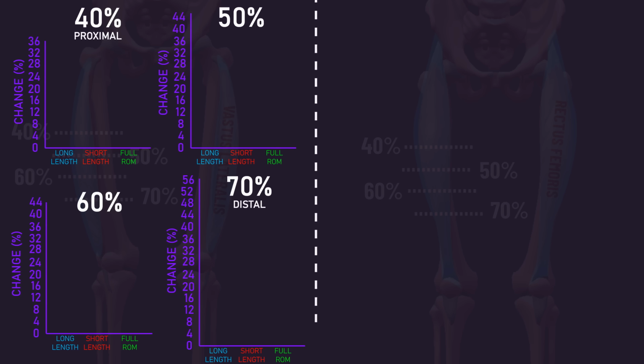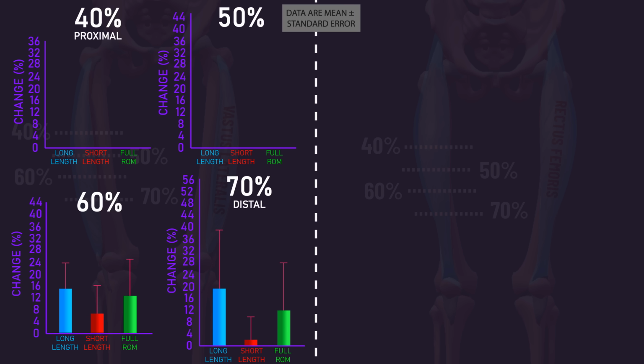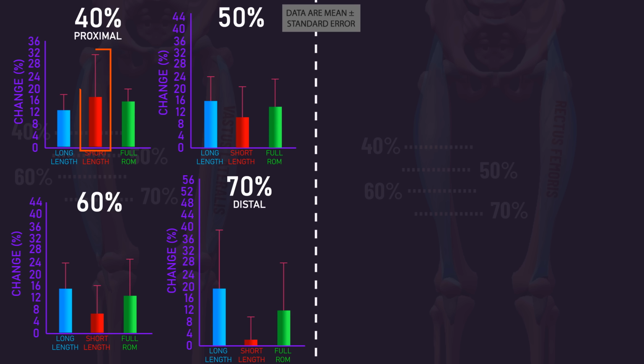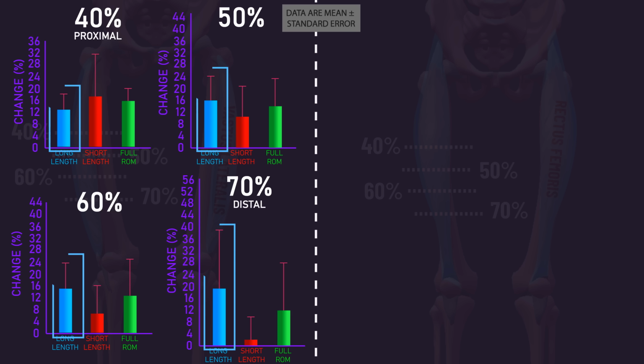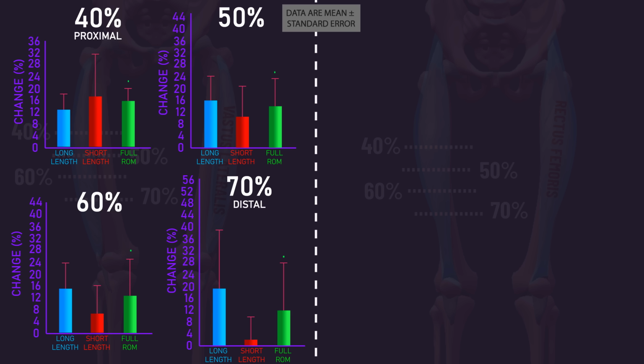With the vastus lateralis, consistent with the research we've seen, the partial at short lengths produced notably lower growth at the 60 and 70% regions, but were fairly decent at growing the 40 and 50% regions. When focusing on the comparison between the partial at long length to full range of motion, the biggest difference was the partial at long length tended to produce better growth at the 60 and especially 70% regions.